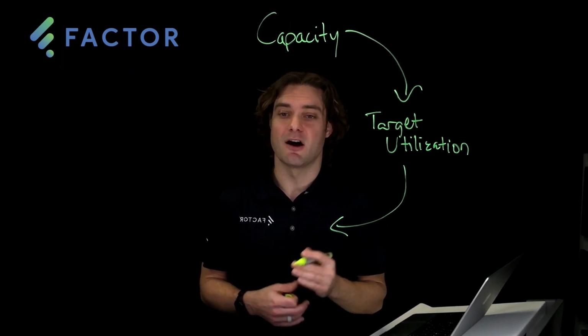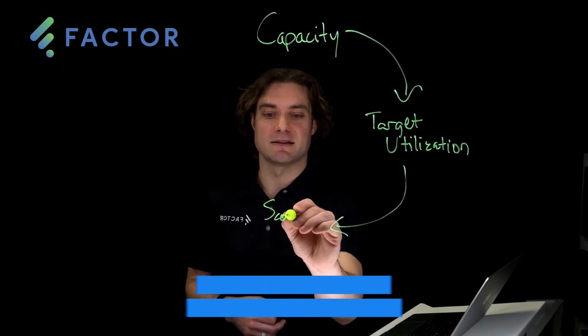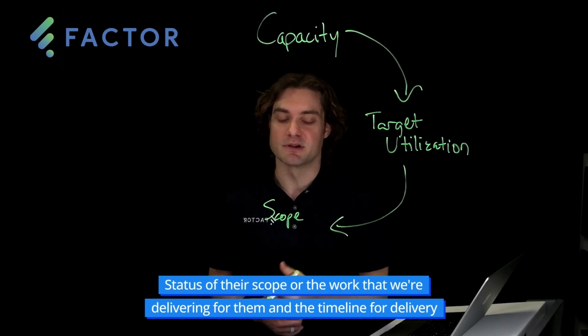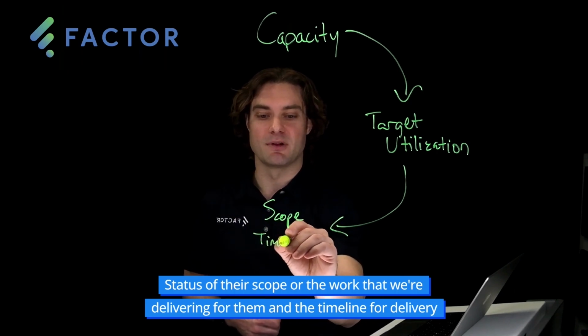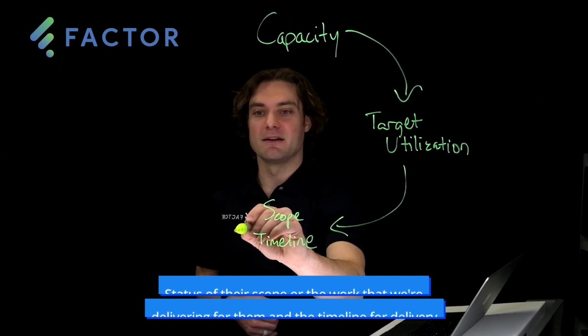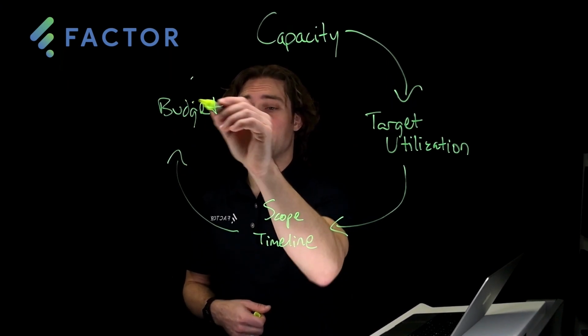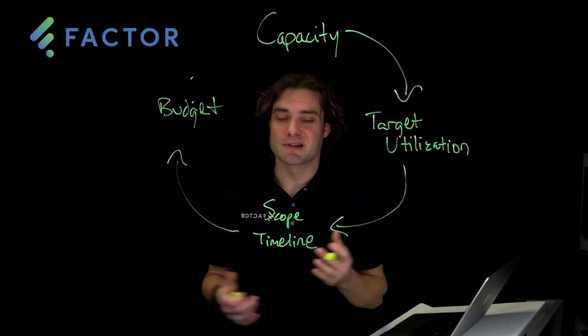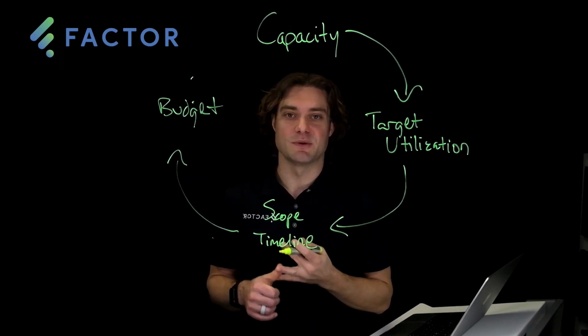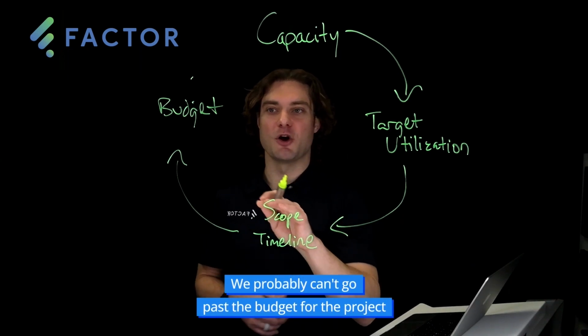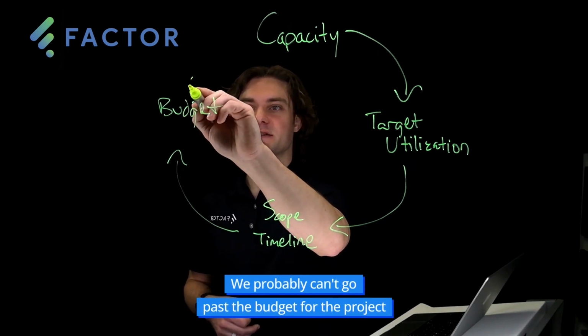Obviously, clients are important. We need to understand and see the status of their scope or the work that we're delivering for them and the timeline for delivery. Finally, we need to be able to see budget. Budget's important, obviously, because in most cases, if we're doing fixed fee work or not to exceed hourly work, we probably can't go past the budget for the project.